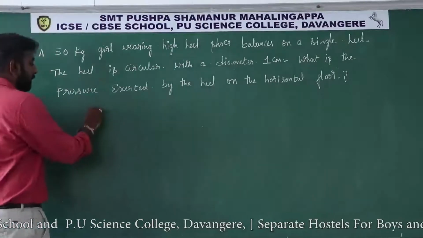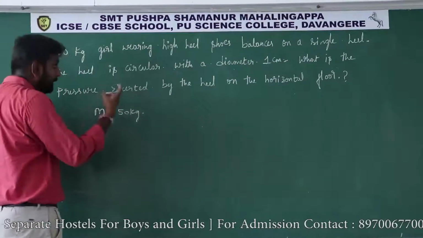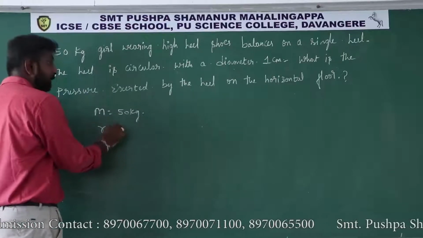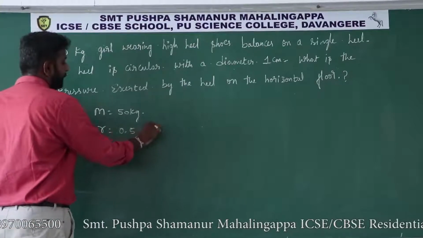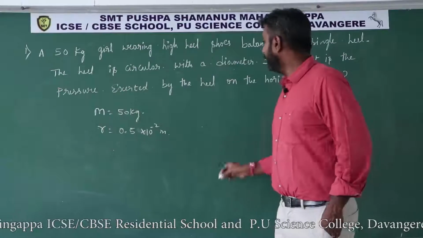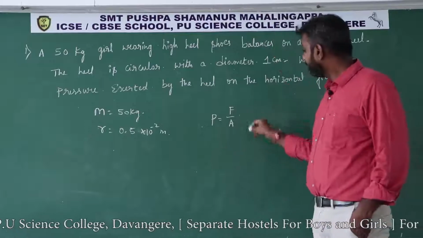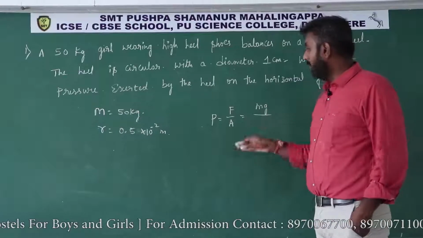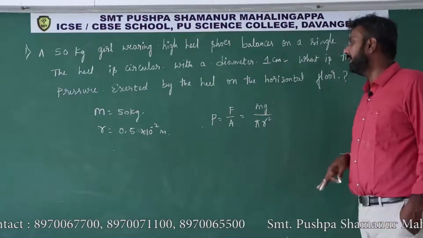So first, mass is given. Mass is 50 kg and diameter is given. Circular, so the diameter gives radius 0.5 centimeter, or you can write 0.5 into 10 to the power minus 2 meter. Then we have to find the pressure. For that, the basic formula is P equals F divided by A, force upon area. Force you can consider as m into g, and area for a circle you can consider pi r square.